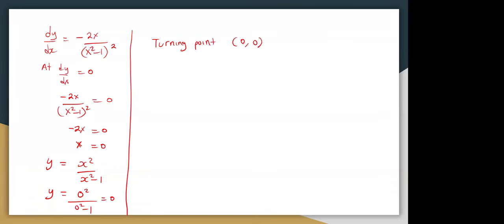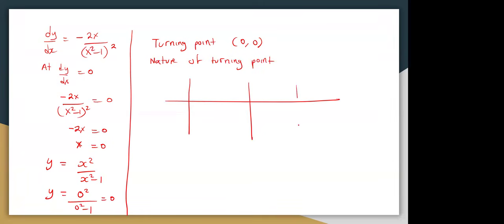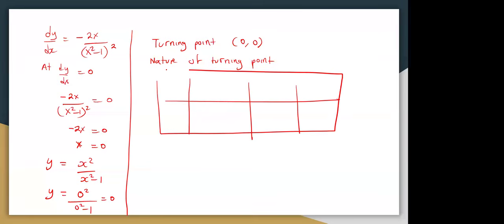Now, the next is to find out what is the nature of this turning point. So, how do we get the nature? I draw my table. After drawing my table, I'm going to use the table. I don't want to do the differentiation again, but if you want, you can do that.